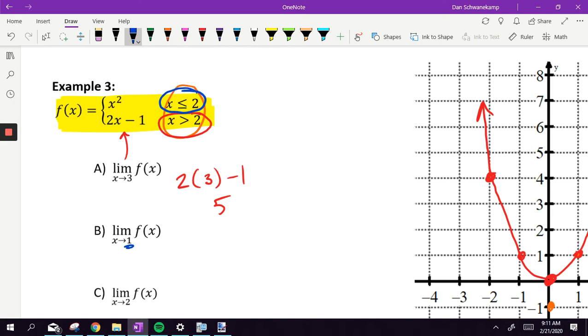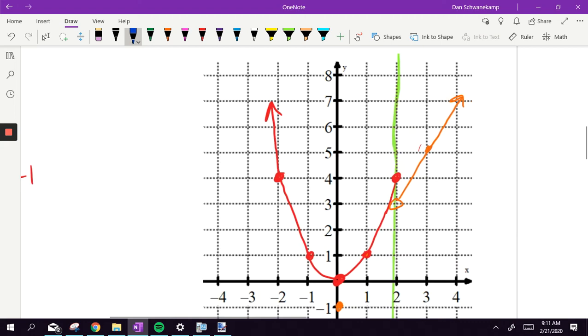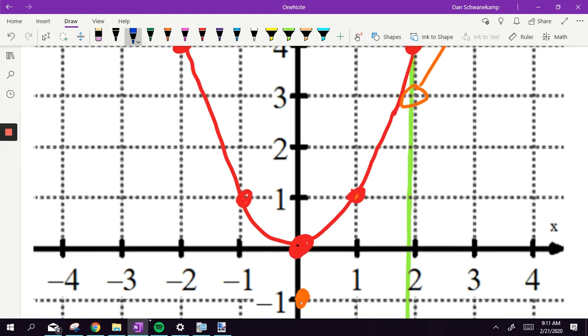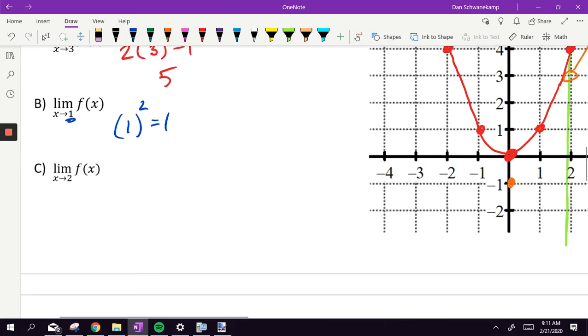1 is less than 2, so we're plugging into that top equation. And so all he's got to do is go 1 squared. It's 1. If I look at my picture over here, as I get closer and closer to 1, my y value is getting closer and closer to 1. Makes sense there? Then we've got C.